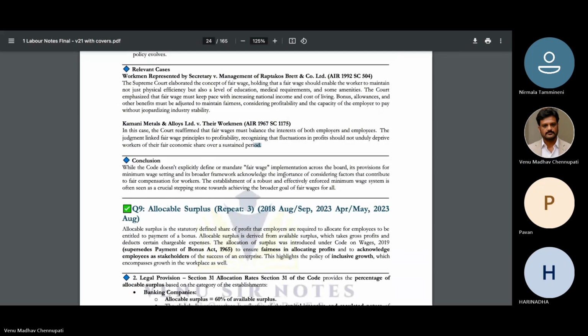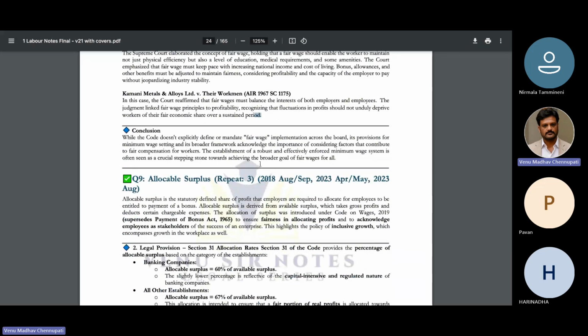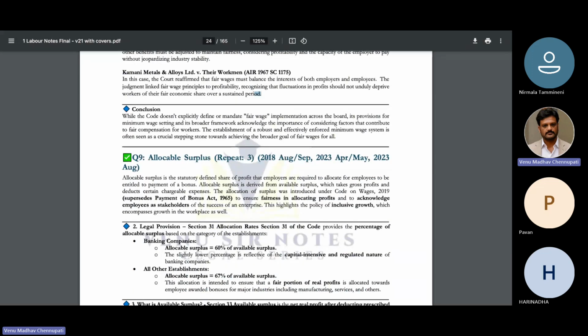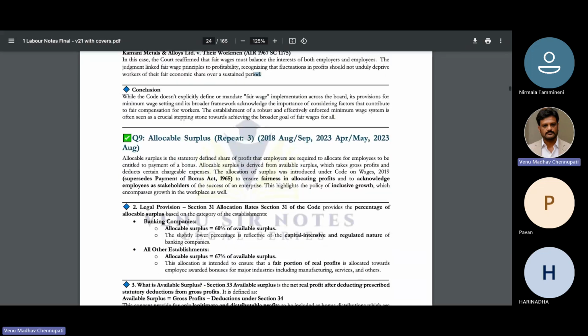Okay. And while the Code doesn't explicitly mandate fair wage implementation across the board, it provides for minimum wages setting, a broader framework acknowledging the importance of considering factors that contribute to fair compensation for workers. The establishment of a robust and effectively enforced wage system is often seen as a crucial step towards achieving the broader goal of fair wages for all. This is about fair wages. Any questions?